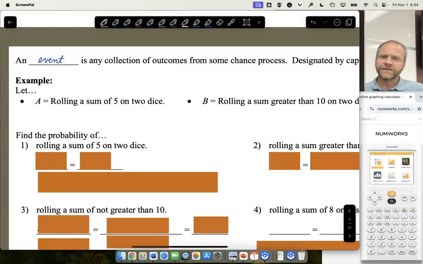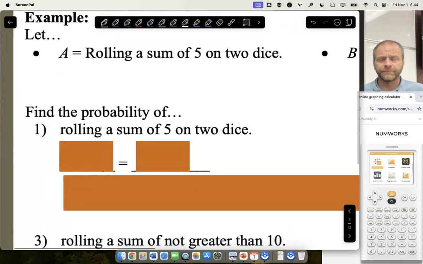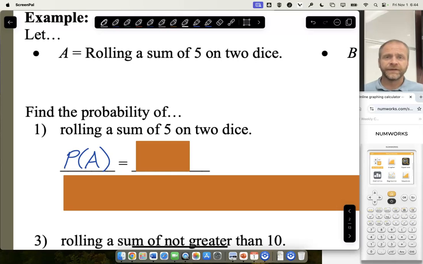So what we're going to focus on here is understanding how to write probability and communicate it properly. If I want to figure out the probability of rolling a sum of 5 on 2 dice, I'm going to say that's the probability of event A. And I do that by doing capital P, parentheses, capital A. So capital P, probability, parentheses, of whatever the event is.